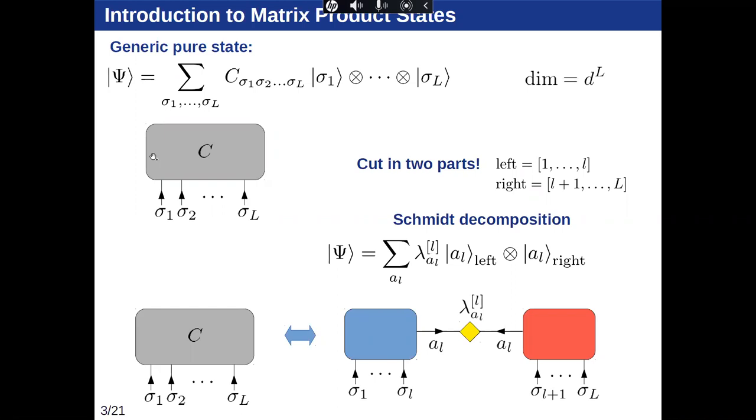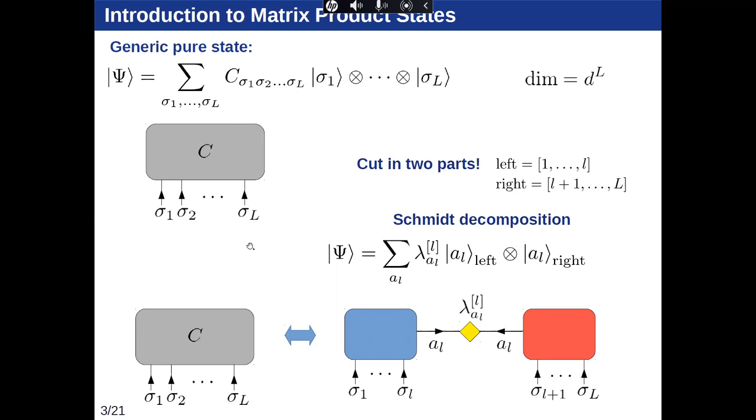Now I want to somehow avoid this exponential scaling. Therefore, I start to decompose my expansion coefficient. This decomposition is called Schmidt decomposition. What I'm doing, I cut the system in two parts. Let's say the left part is up to the site small l, and the right part is from site l plus one to the end. Then I can decompose such a state using the Schmidt decomposition, where I get a sum of products where the coefficients are the Schmidt values. These are always non-negative real numbers. And then I have the left Schmidt states and the right Schmidt states.